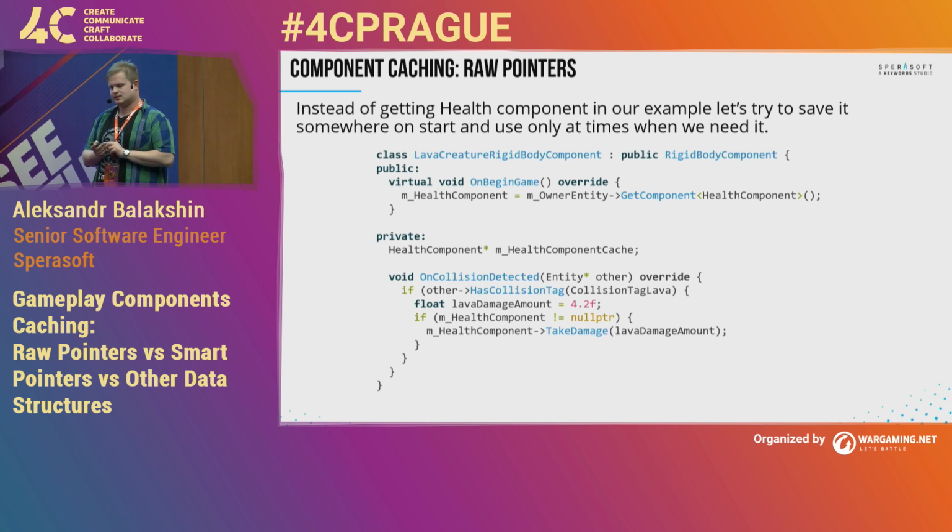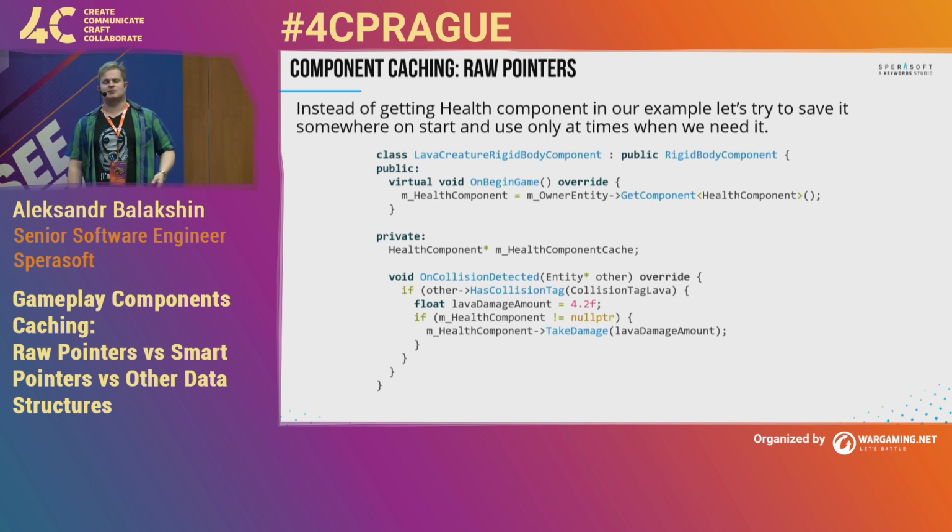The problem is that this is okay only if we are quite comfortable and sure that the health component will have the same lifetime as the creature's rigid body component. If it is removed for some reason, for example, if you just need to duplicate the entity and remove this component because you don't need it at all, so you make it immortal, or for some other reason, the first time you have this collision detection, there will be a dangling pointer, and you will have a runtime crash.